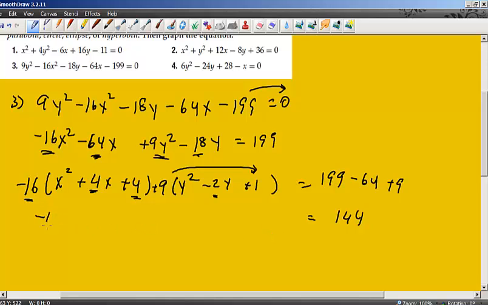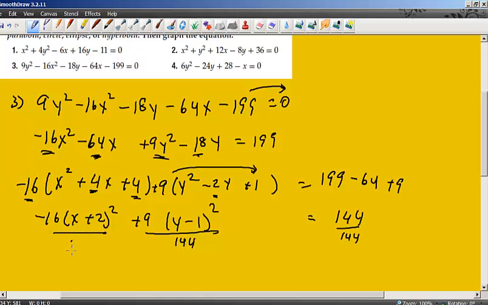And then I have a negative 16 times x plus 2 quantity squared plus 9 times y minus 1 quantity squared. Divide everything by 144, put it in standard form. And that's going to give me negative x plus 2 quantity squared over 9, then I have a plus y minus 1 quantity squared over 16 is equal to 1.